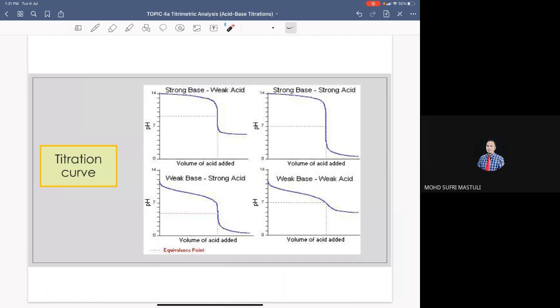So this is the summary of titration curve. For strong acid and strong base, the equivalent point is pH 7. Strong base and weak acid, above pH 7. Weak base and strong acid, below pH 7. For weak base and weak acid, the equivalent point is not obvious.